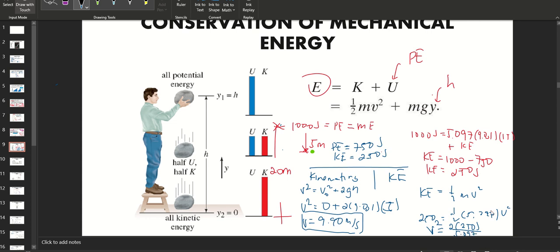5.097 is the mass. So, we take the square root because it is v squared. So, square root. Okay, what will come out? Will they be the same? So, 5.097. The velocity is 9.904 meters per second. So, it's the same, right?